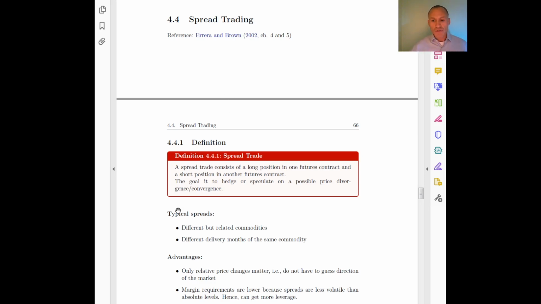Okay, so you can do this on two different commodities, or you can do this trade on the same commodity, trading different months for the same commodity. The main advantage here is that when you do a spread trade, you don't have to guess the overall direction of the market. You just have to guess whether this spread is going to, again, increase or decrease.